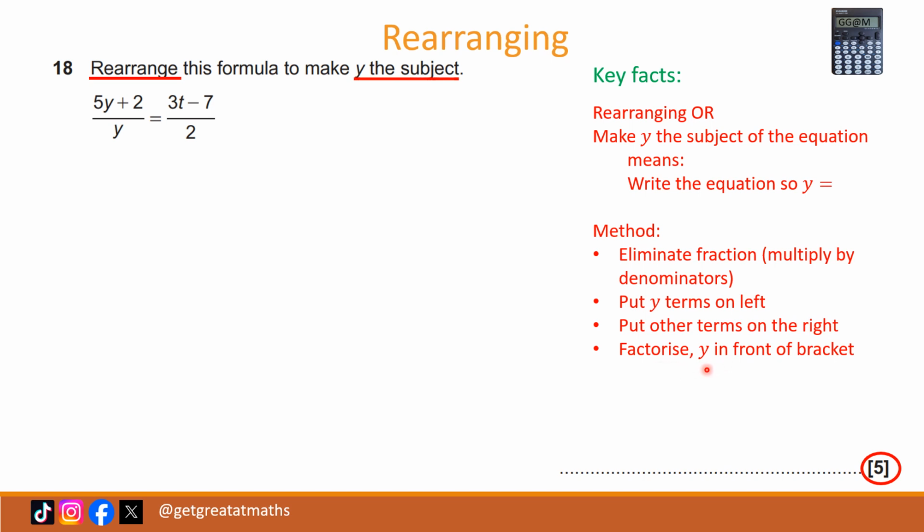Factorising needs to be done next, because you've got the two terms on the left-hand side, or however many y terms you've got on the left-hand side. You need to factorise and get y in front of a bracket on its own. So you've got y bracket, and then a term in the bracket. Then you're going to divide by that bracket to get y on its own. So in your answer box, you'll write y equals the number you had on the right divided by the bracket that was on the left-hand side. And that will give you 5 marks in the exam.